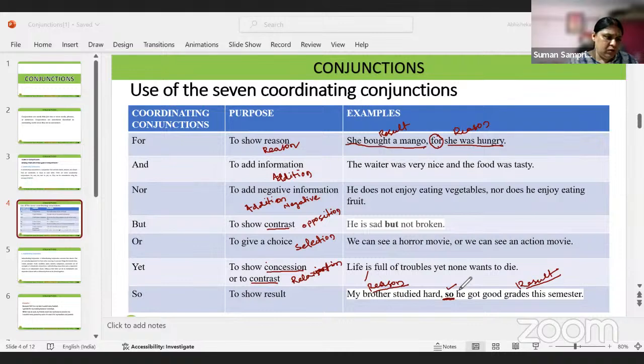Is it okay? Is it understood? Guys, can you please respond? Okay. He was absent for he had fever. Yes. And if I change the sentence, he had fever, so he was absent. You can also write that. Yes. She studied hard, so she succeeded in her aim. Succeeded in her aim. Correct. Very good. Okay. So let us move on to the next slide.